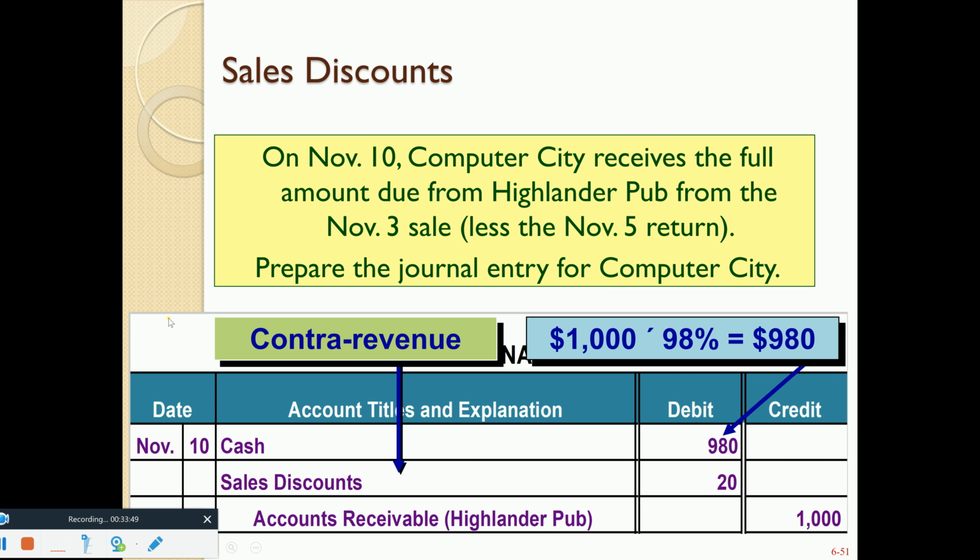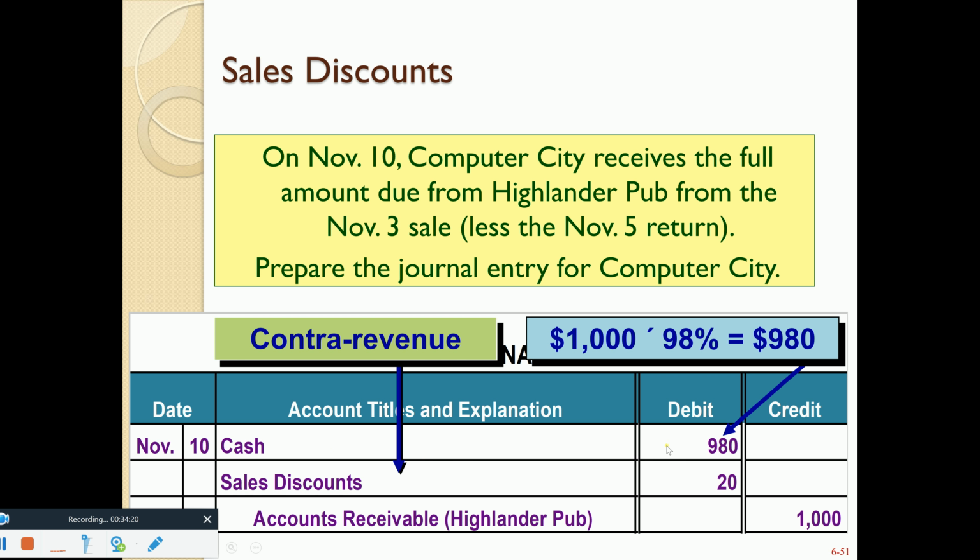Okay. In addition to your customer returning merchandise to you, they can also take advantage of a discount period. And remember, the original journal entry was on November the 3rd. And if they pay within 10 days, they get to take a 2% discount. Say your customer pays you on November 10th. That is 7 days from the sale date. They made their 2% discount period. So what we're going to do is receive cash.